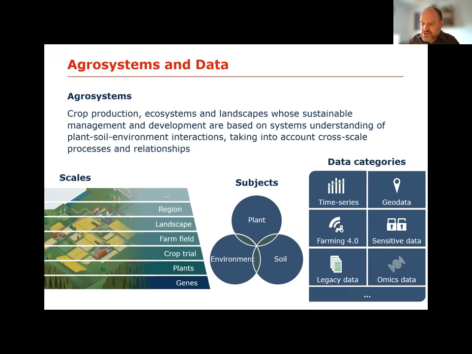And we have also in the recent years lots of sensor devices, for example, on farming machinery and on the fields, which is subsumed under the term farming 4.0. But we also have sensitive data, personal data. There's also lots of legacy data available. And well, the omics data is actually on the level of genes and proteins and things like that. So there's quite a lot of different data categories in the end to be integrated to enable that kind of research.